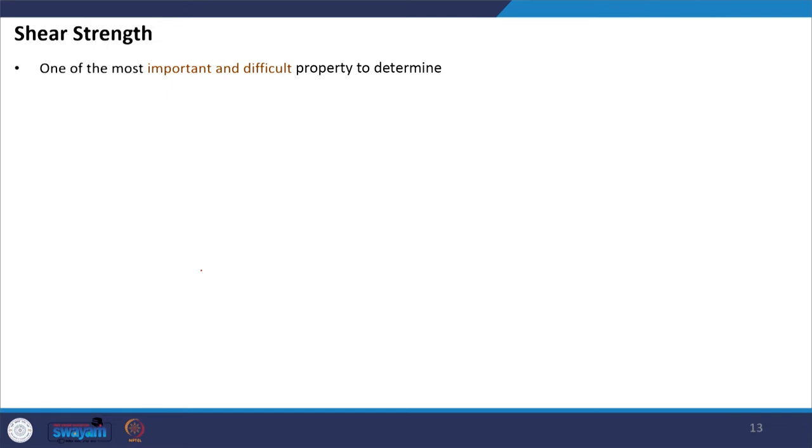So shear strength of soil is one of the most important and very difficult properties to assess, and most of the time, especially when we talk about pavement engineering, we seldom use the concepts of shear strength to analyze the soil. However, being a very important parameter, it is important for us to look into the basic concepts of shear strength and talk about it.